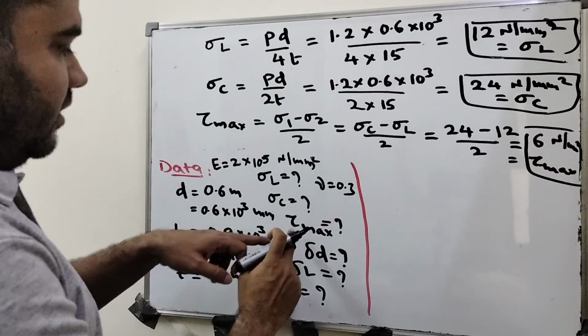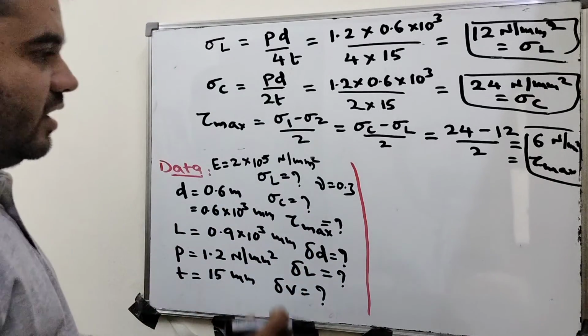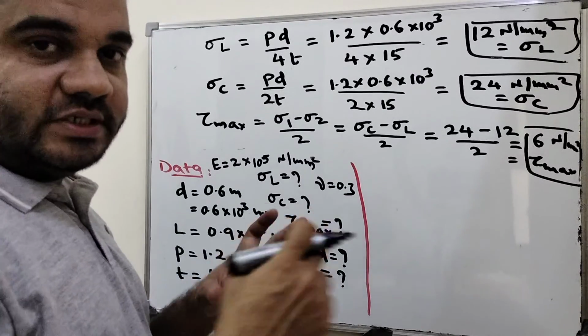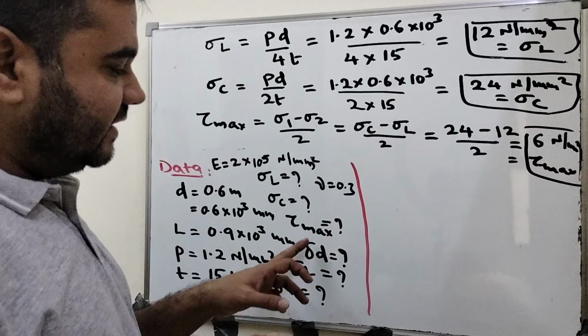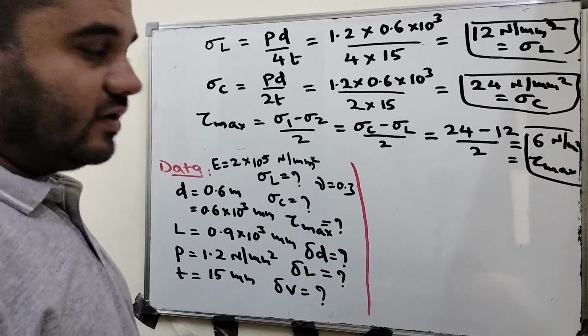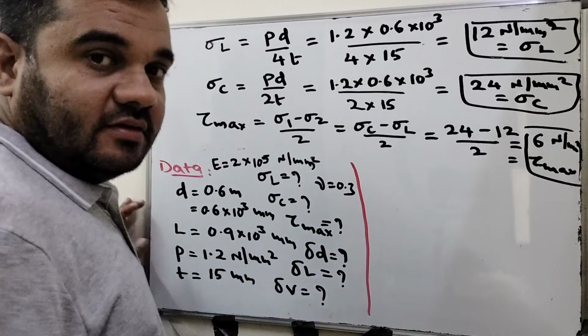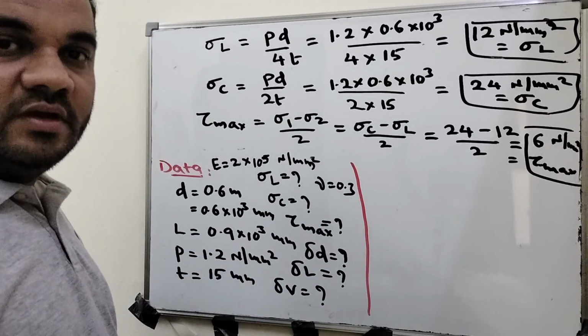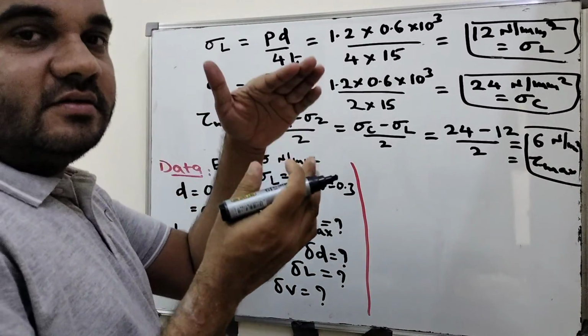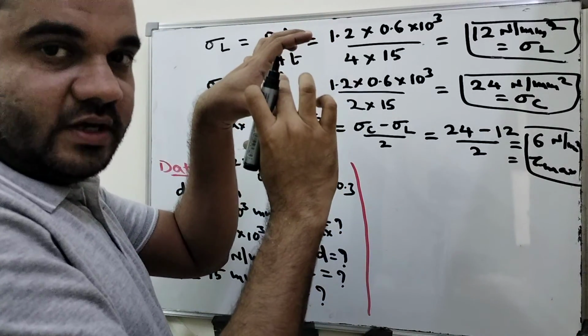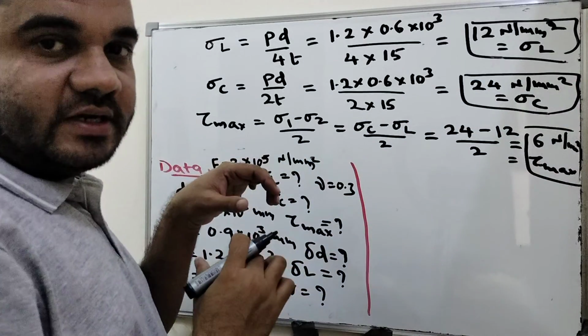Now these three are finished. Now we'll go for the change in diameter, change in length, and volume change. If you calculate change in diameter and change in length, we can easily calculate the change in volume. How will we calculate the change in diameter? At what step do we have to start? We know that the diameter is related to circumferential stress, and length is related to the longitudinal stress, right?